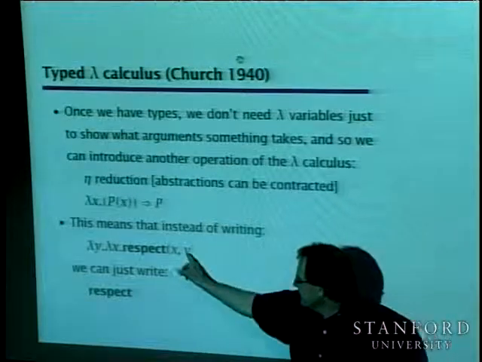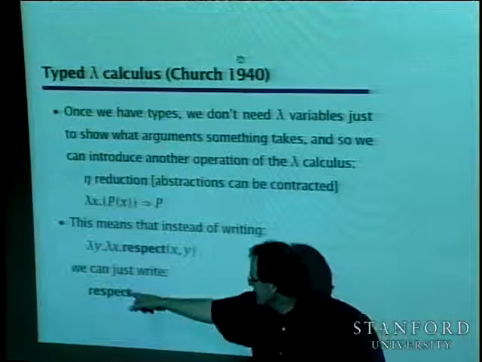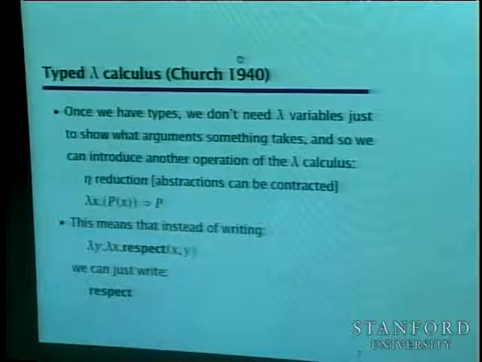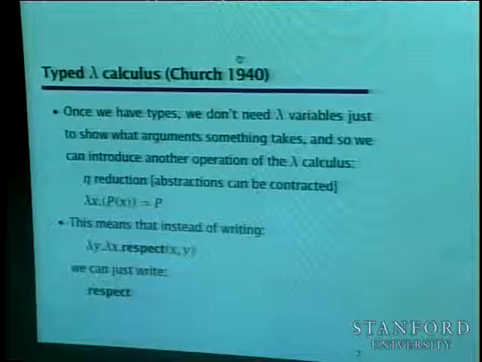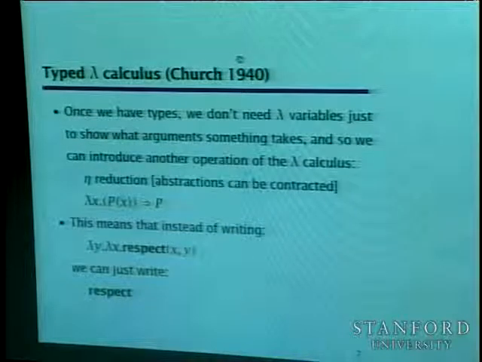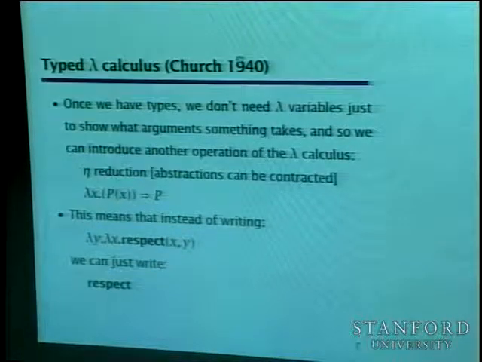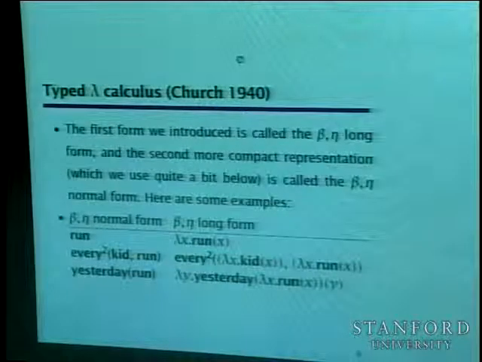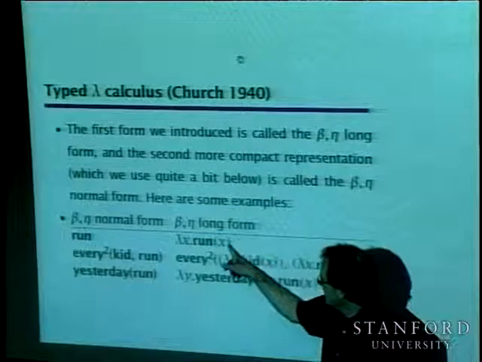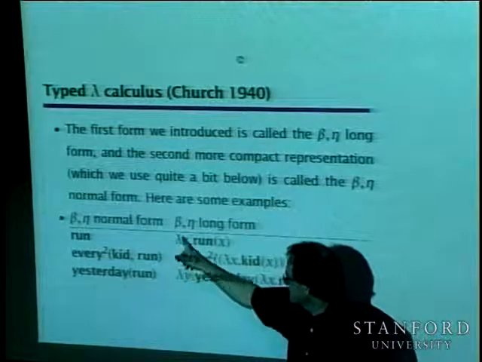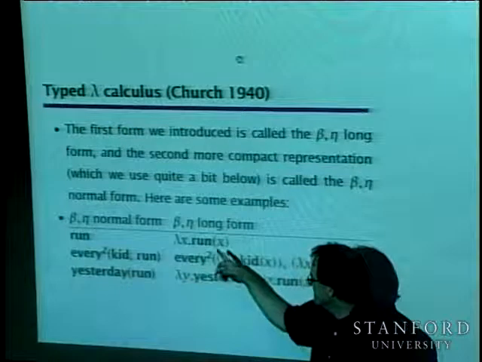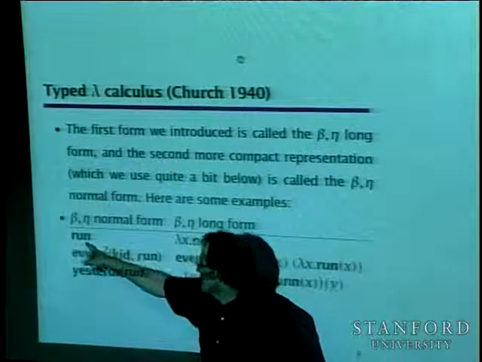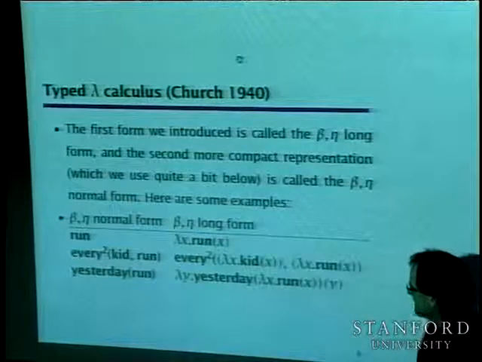So you kind of actually don't have to write all these lambda arguments. You can just write respect, because it's just a fact about respect that respect is a function that takes two individual arguments and returns a Boolean. That's just the nature of the function. And so because of that, we can then write things in a shorter form, which I'll just show. So this is referred to as the long form, where you're showing lambda abstractions of all the arguments and then how they're being applied. But the short form is just to write the function without excessive lambdas.